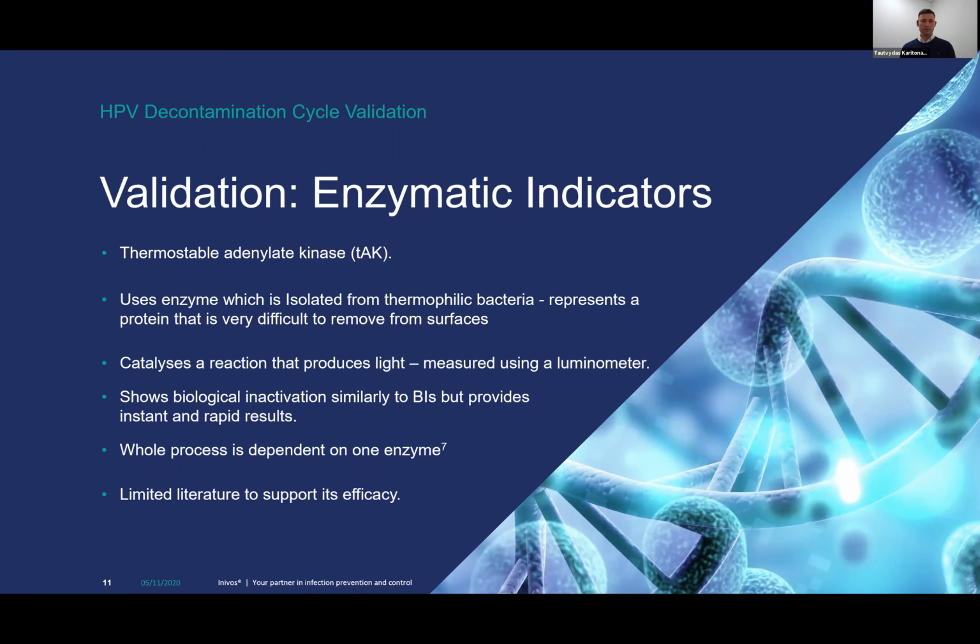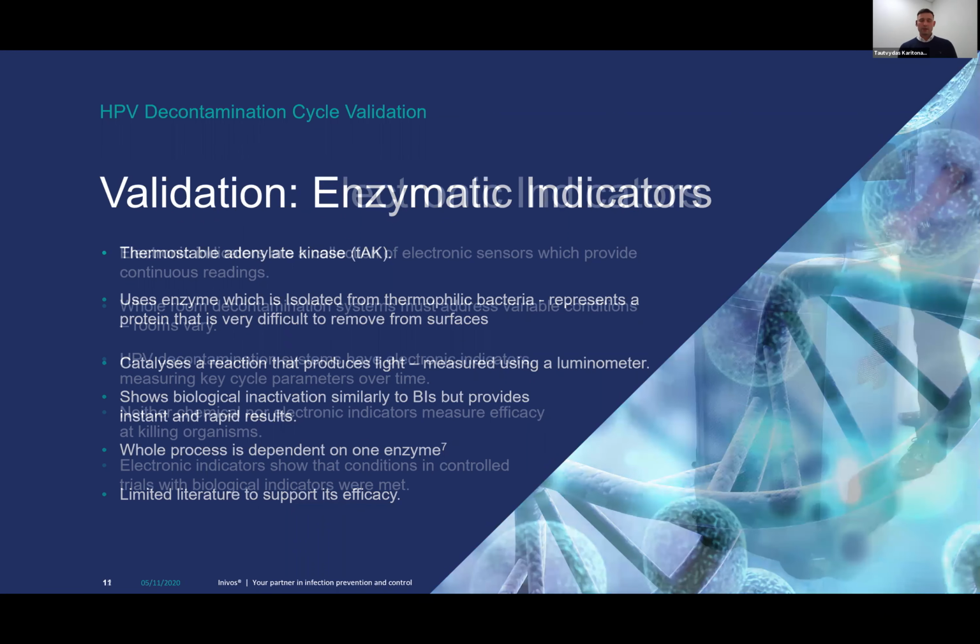Similar situation with enzymatic indicators. They mostly use enzymes isolated from thermophilic bacteria, and it represents a protein that's very difficult to remove from surfaces. Then it catalyzes a reaction that produces light, and that light is measured to show what sort of effectiveness the hydrogen peroxide cycle could achieve. So it's a good attempt to get all the benefits of a biological indicator and get the speed of response from a chemical indicator. However, we still know that there's limited literature to support its efficacy, and the whole process is dependent on one enzyme. And with that in mind, I'd like to hand over to Kurt to talk about the electronic indicators.